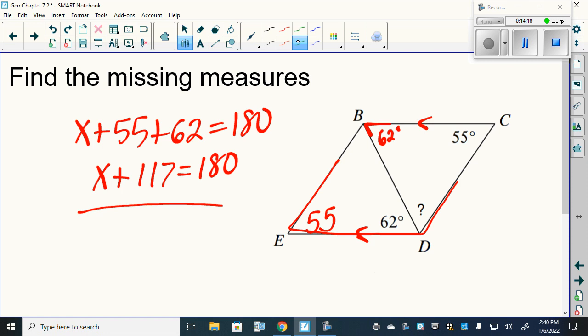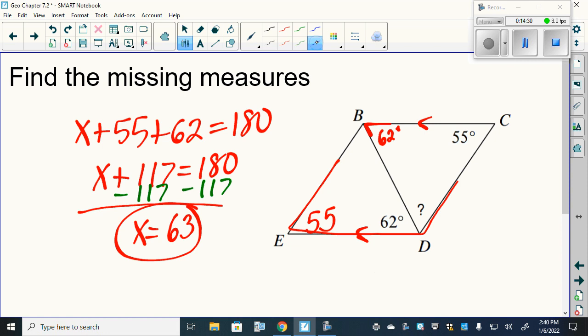How to find the value of X, we would subtract 117 from both sides. X is 63, exactly. So our two missing angles are 63 and 63 degrees. And that's it.